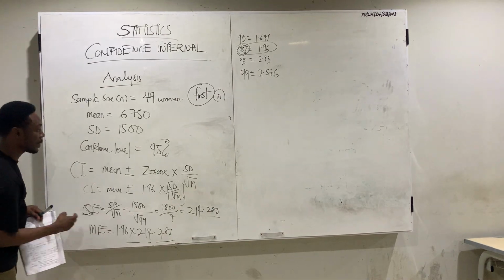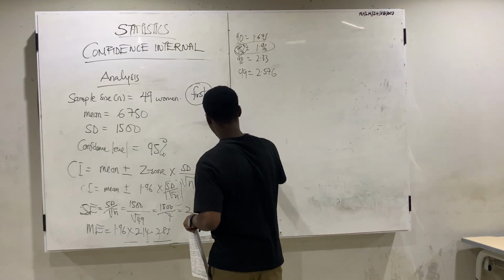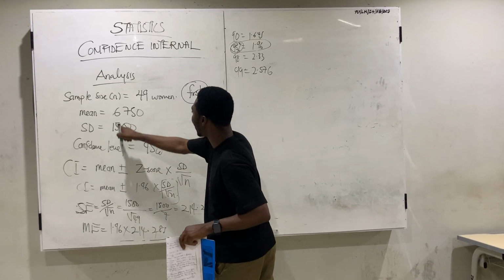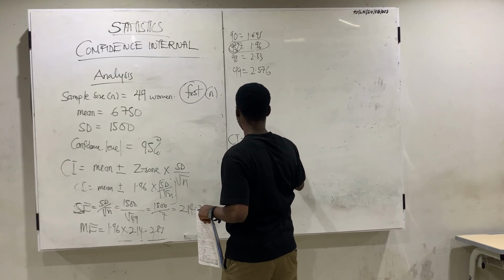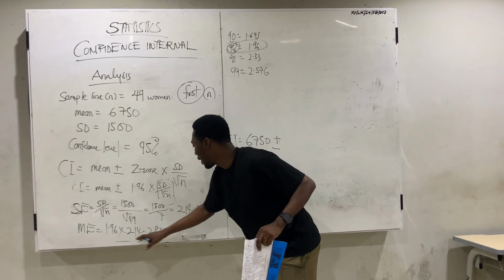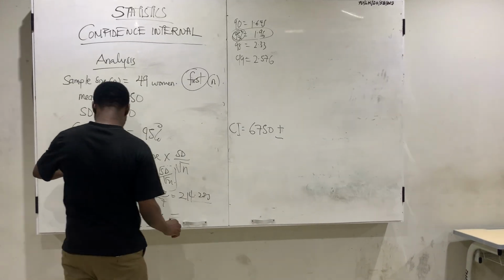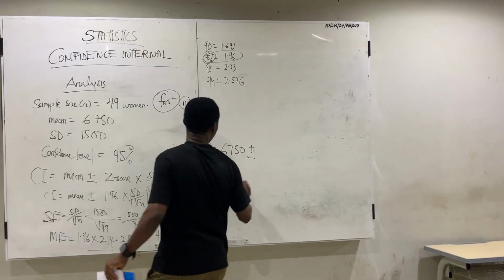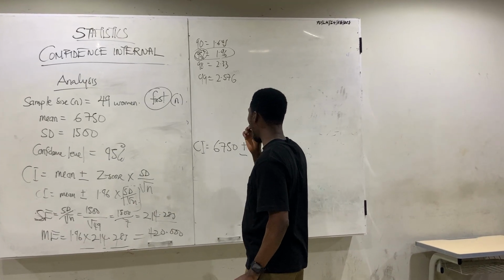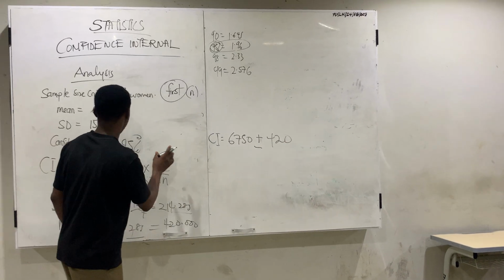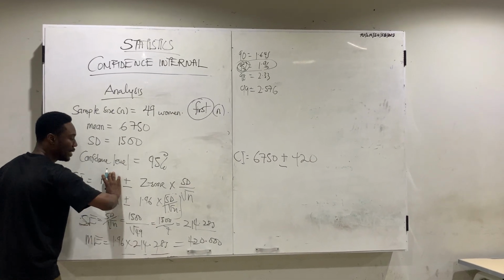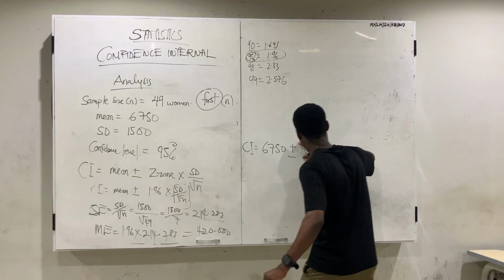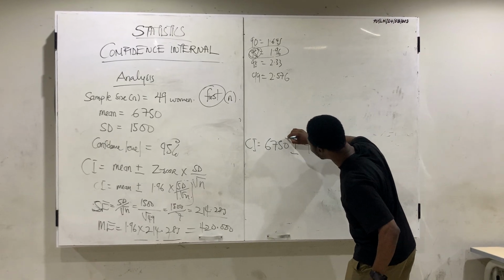Okay, so after you've gotten this, then you can write CI is equal to, what is the mean in the question? Now that we are calculating the confidence interval, the mean is 6750 plus or minus, then you put the margin of error answer there. What is the answer for the margin of error? The answer is 420. Okay. Now when you get over here, it means we have the mean times the rest of the formula. This is representing the mean.